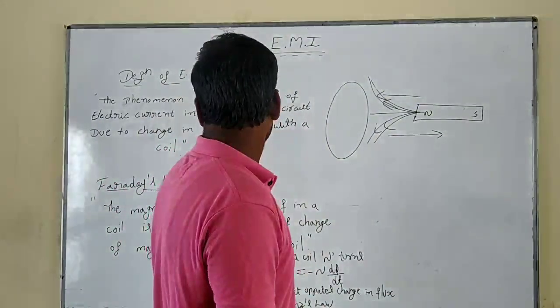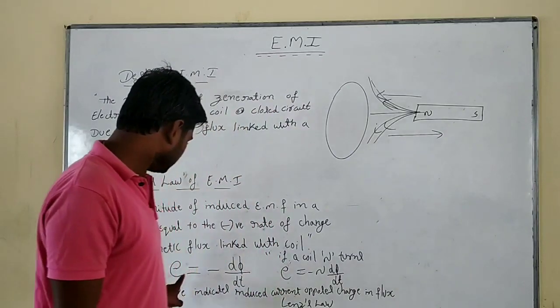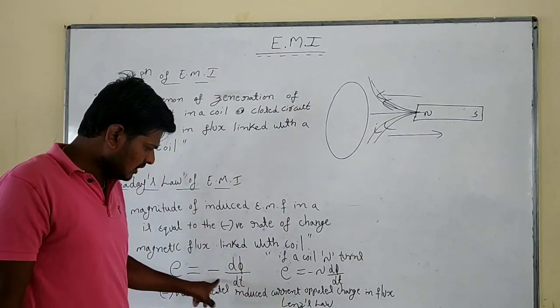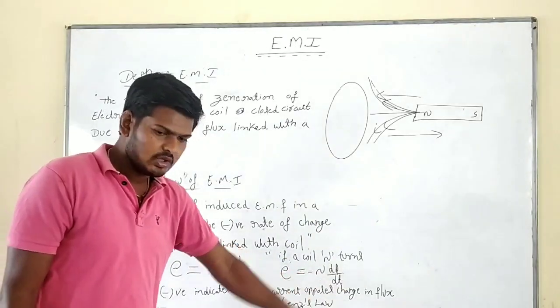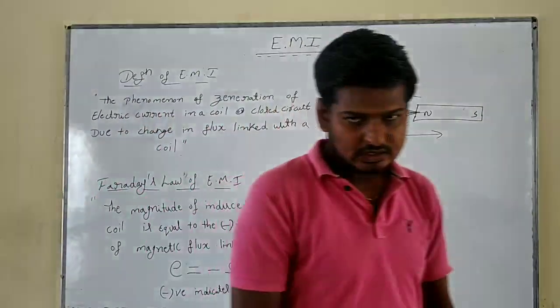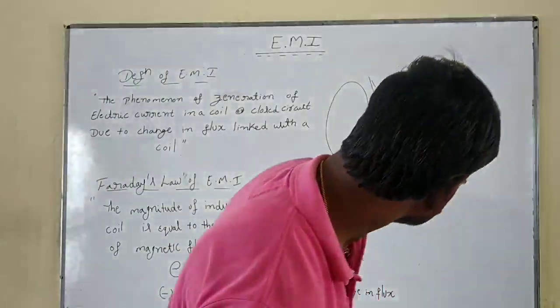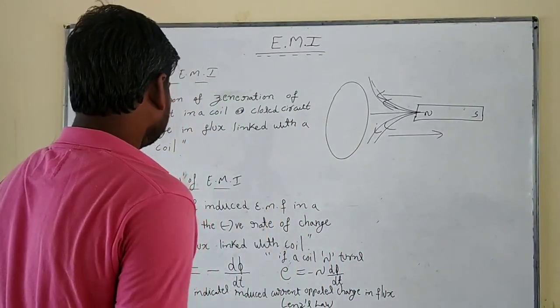This is Faraday's laws of electromagnetic induction. We keep in mind the formula E is equal to minus dΦ by dt. If a coil has N turns, we can write E is equal to minus N dΦ by dt. Okay, now we can look into the next one.